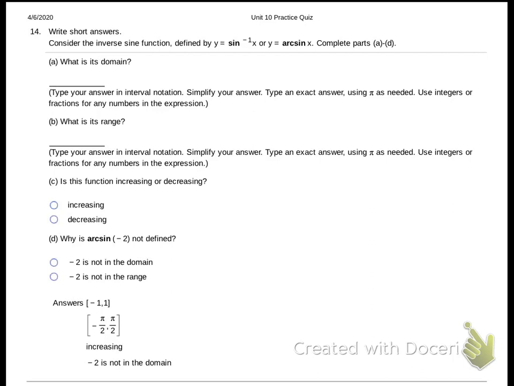Number 14, I want you to reference your word wall. Arc sine, or sine inverse, is the inverse of the sine. So the domain and range are actually switched from the sine. So the domain for the arc sine is the same as the range for sine. Now the range for arc sine has to be limited, otherwise it's not 1-to-1.